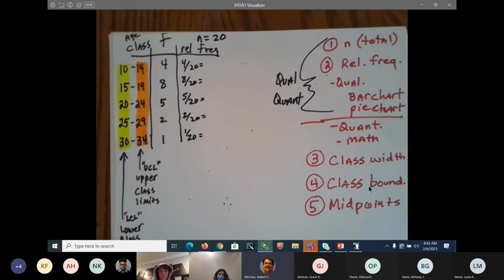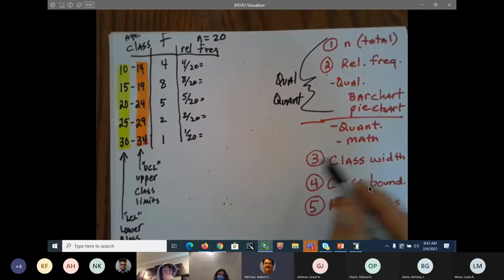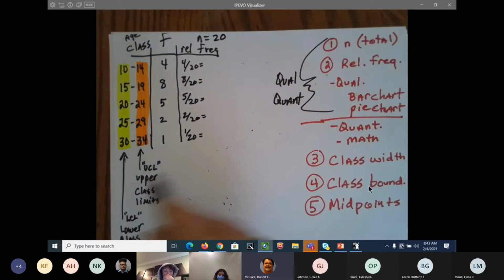So what about this stuff? Well, we're going to do that on the next page because I don't have enough room here. So we're going to go over to the next page. I'm probably just going to, give me a second.